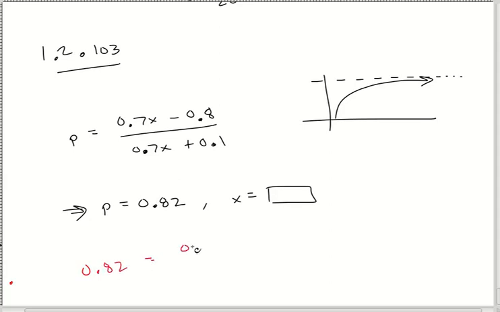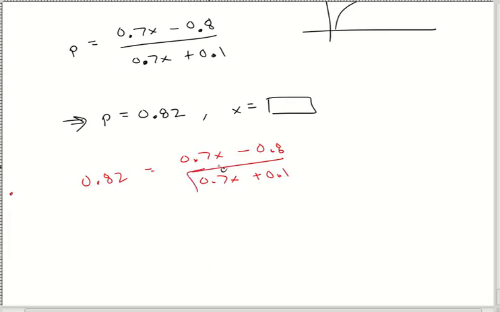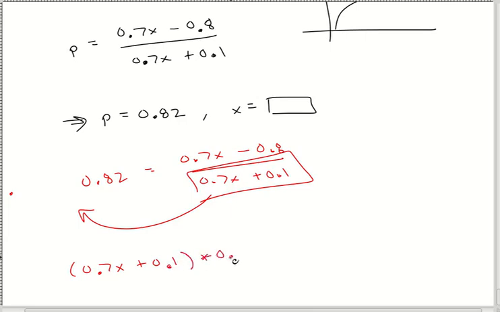Okay, so I've got the 0.82. So you go to 0.7x minus the 0.8, and then I've got the 0.7x plus the 0.1. Well, what should my first step be? Get rid of that fraction. I'm going to multiply that whole denominator over to this other side, times the 0.82. And we've got this stuff over here. Just because they're decimals doesn't mean they're hard. Just because you see fractions doesn't mean it's hard. Look, there are no more fractions, and decimals are just calculator stuff, right?